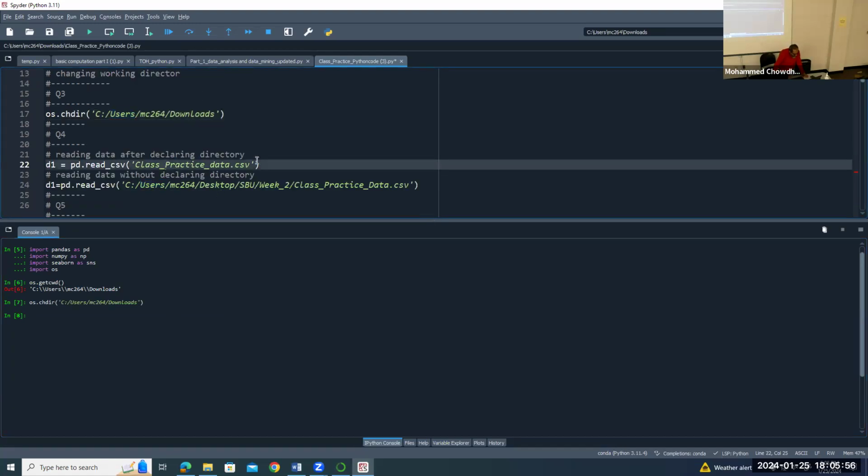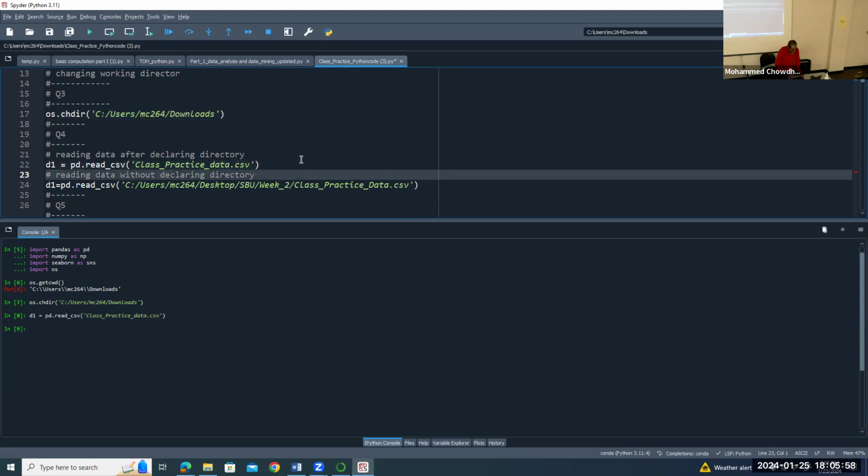Now let's go and try to read the data. Yes, data is reading. Class practice underscore data, which is line number 22. I read the data. My data is D1. As a data analyst, as a data scientist, as a predictive modeler, as a statistical modeler, as a computer scientist, when you start working on a project, first of all, you will be given data. Understand? So your task is to import the data either in Python or in R. Clear, right? So I have shown you how to import the data.